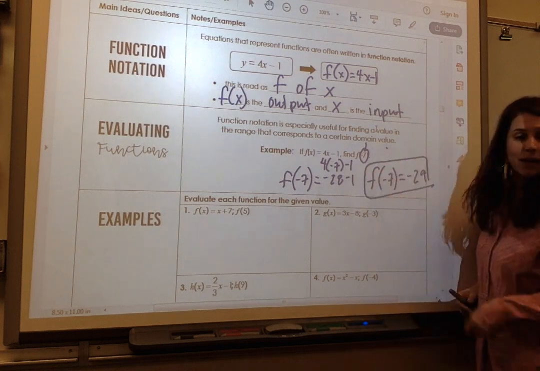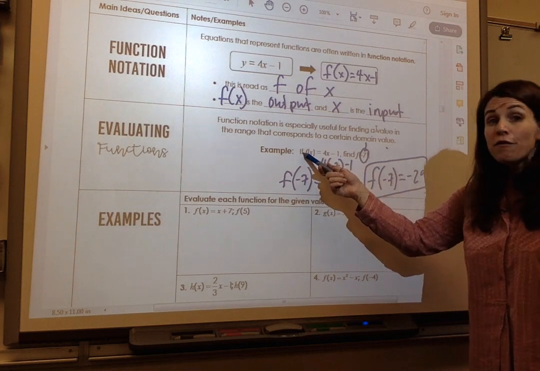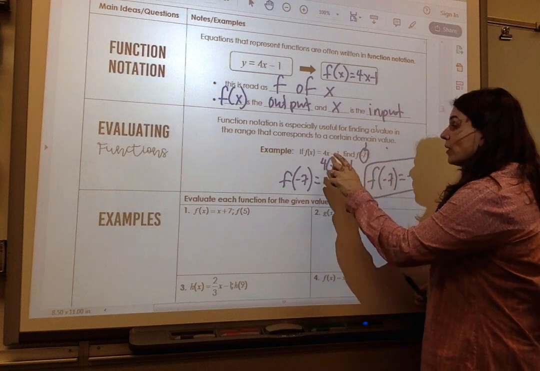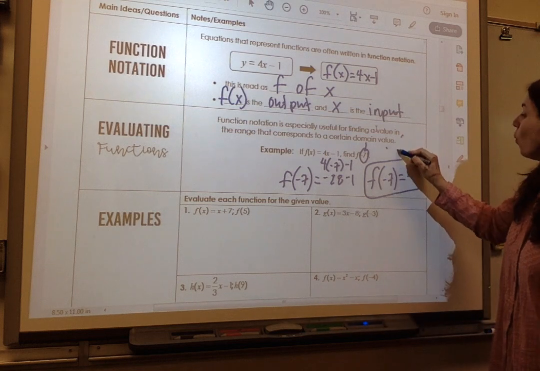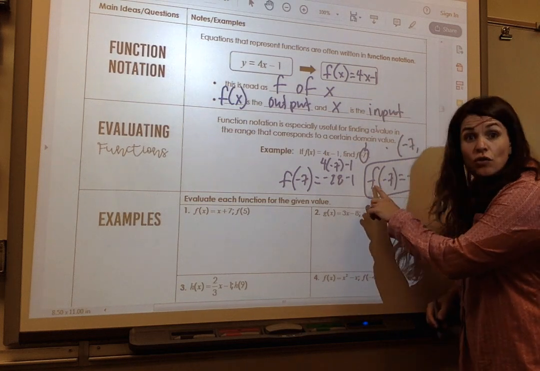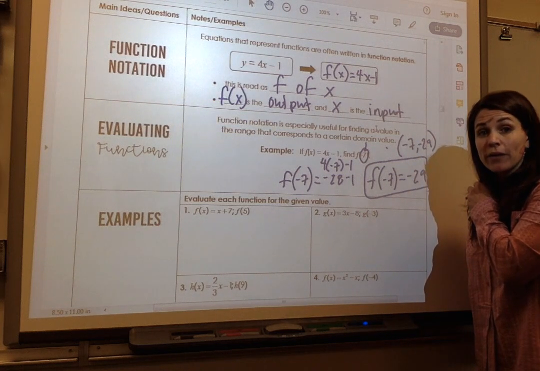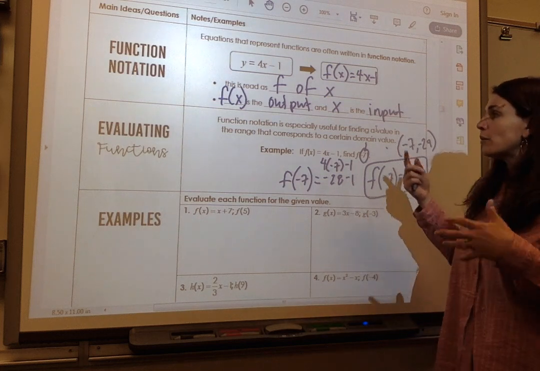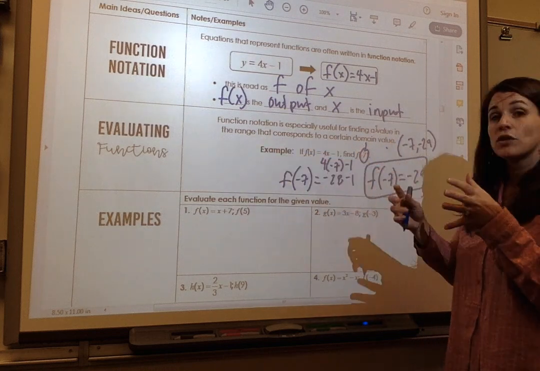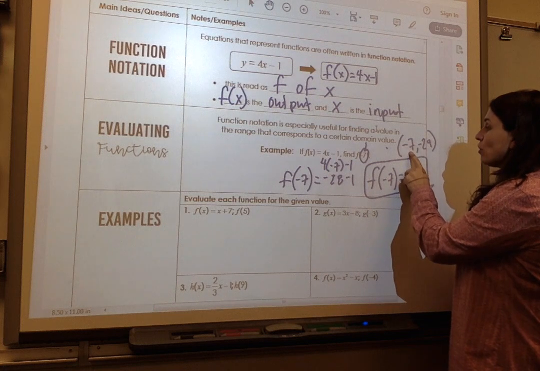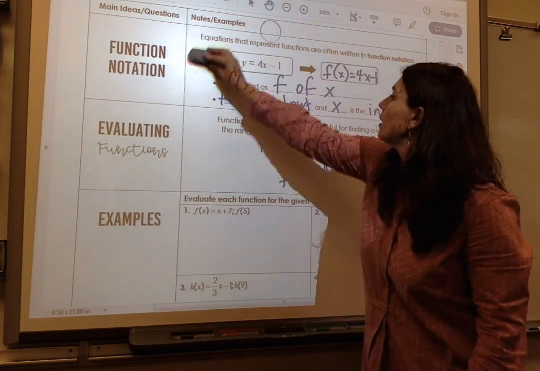So look at that. Here's how my answer is written. My answer is written as f of -7. So my f function, when my x value is -7, my output will be -29. So when x is -7 in this certain function, my output is -29. So that's what it looks like in an ordered pair. So it's very specific. So when it says it's especially useful for finding a value in the range that corresponds to a certain domain, it's telling me my certain domain is -7. What's my range? -29. All right.